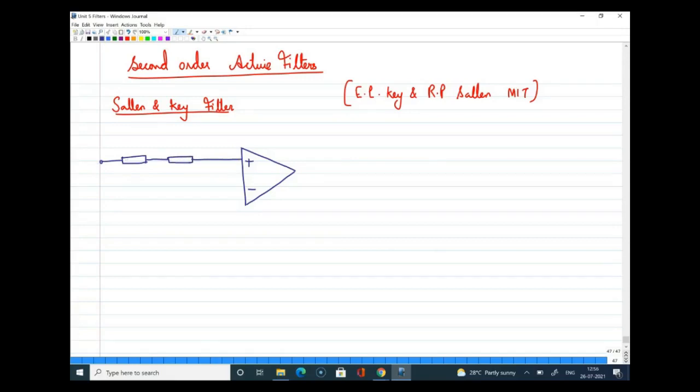So two impedances here in series form. I'll call this Z1 and this Z2. Now from this node and from this node you have two more impedances. From this node another impedance goes to ground, and from this node you have an impedance in the feedback path, and that is to this output point, and this is the output.